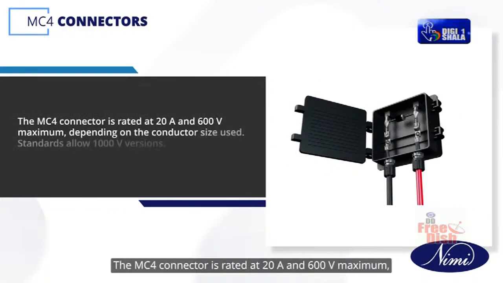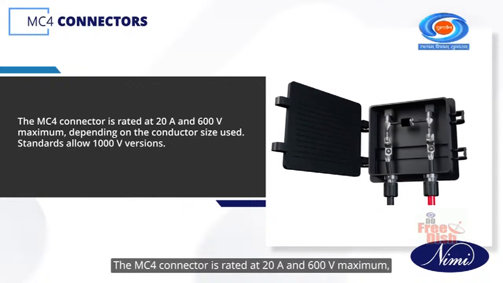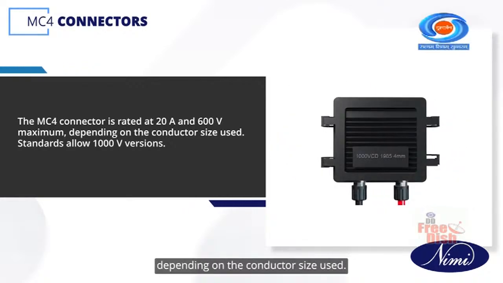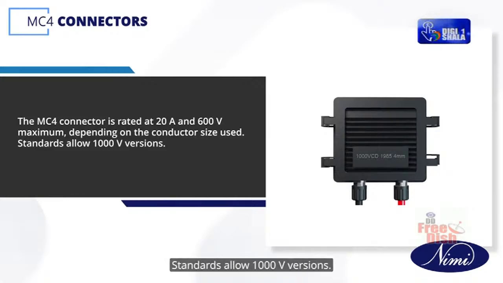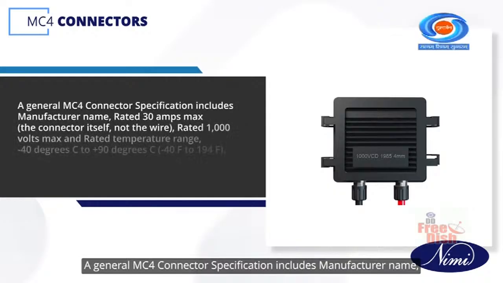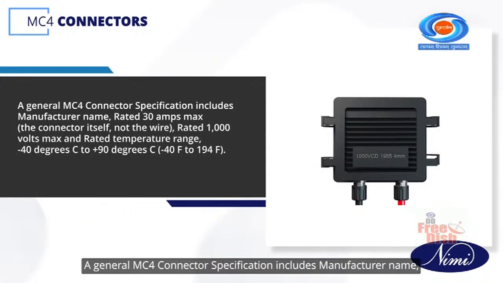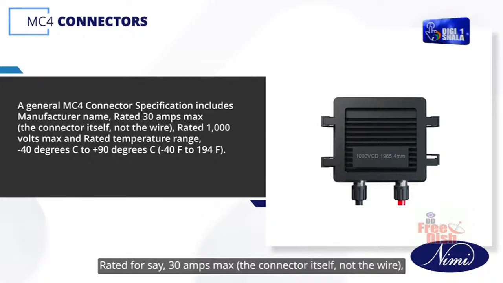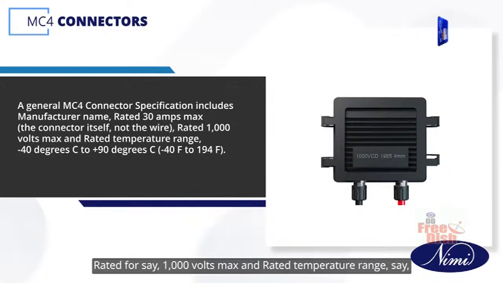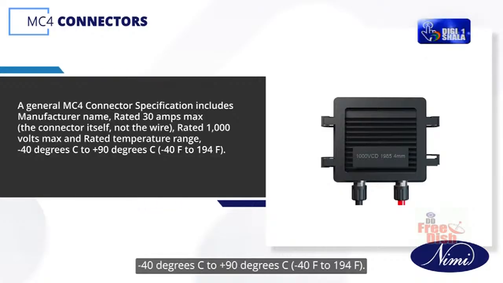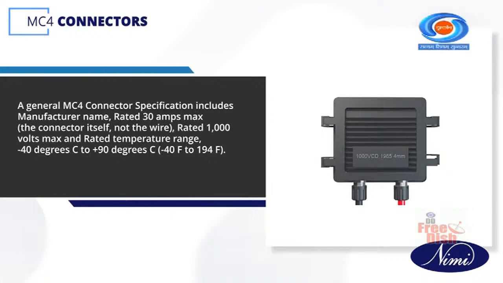The MC4 connector is rated at 20 amperes and 600 volts maximum, depending on the conductor size used. Standards allow 1000 volt versions. A general MC4 connector specification includes the manufacturer name, rated for say 30 amps max, the connector itself, not the wire, rated for say 1000 volts max, and a rated temperature range, say minus 40 degrees Celsius to plus 90 degrees Celsius, minus 40 Fahrenheit to 194 Fahrenheit.